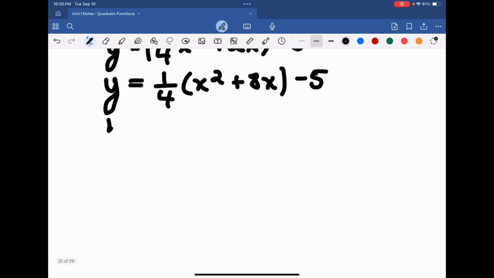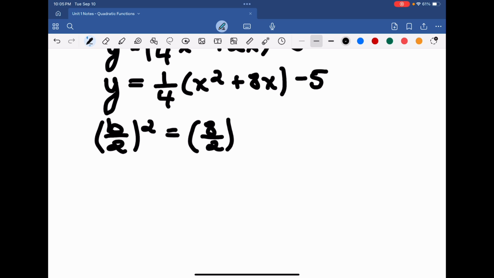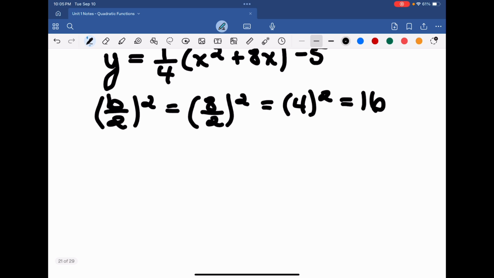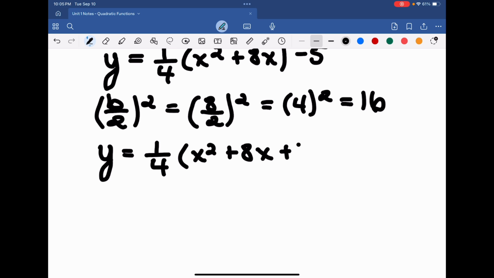Now we're going to do our b divided by 2. So b divided by 2 all squared. This is equal to 8 divided by 2 all squared, which is equal to 4 squared, which is equal to 16. Okay, now we're going to do this in the following order. Y is equal to 1/4 x squared plus 8x. I'm going to put positive 16 first, like normal, then the negative, and close the bracket, put minus 5.